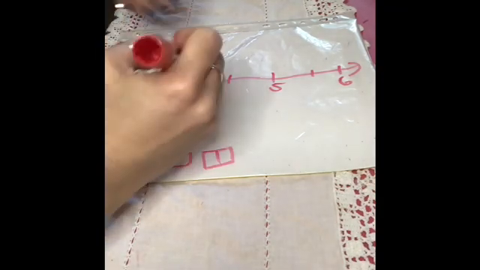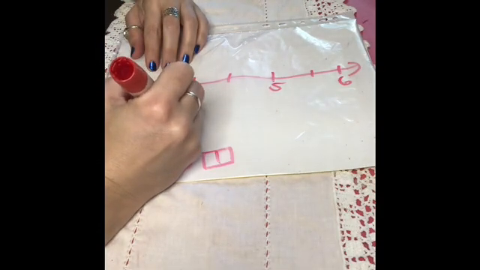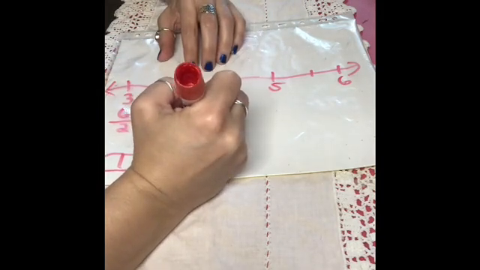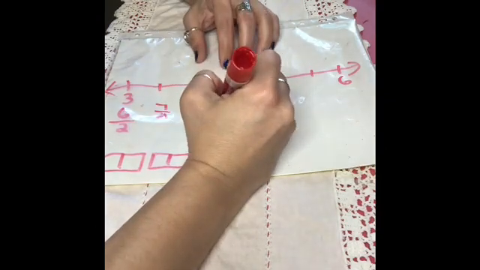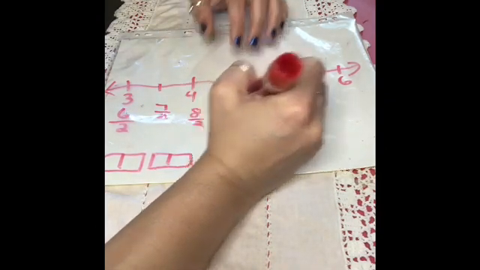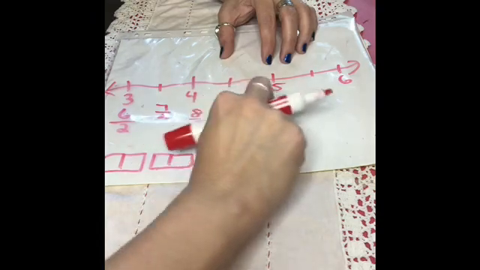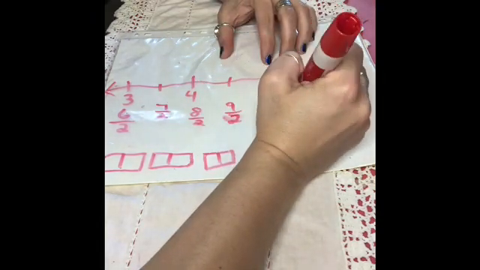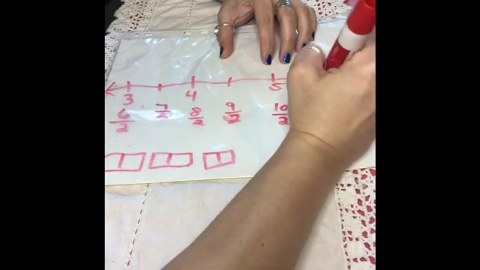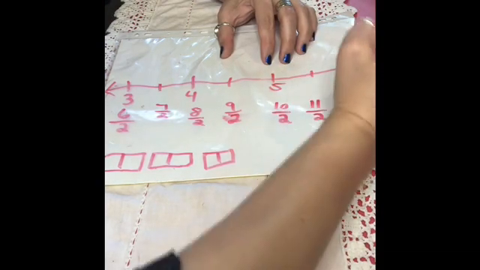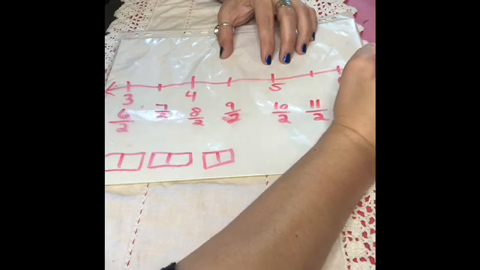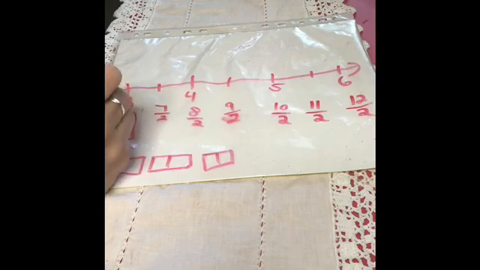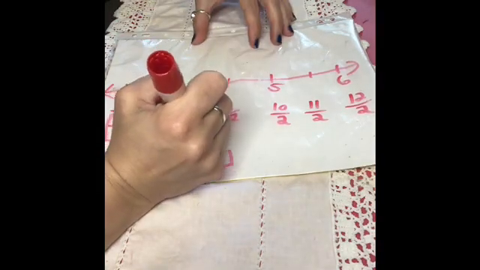If this is 6 halves, what comes next? 7 halves. Count with me. 8 halves. 9 halves. 10 halves. 11 halves. 12 halves. Now I'm going to box in the fractions that are equivalent to the whole numbers.